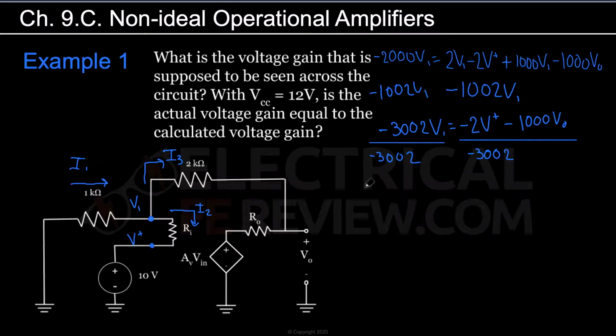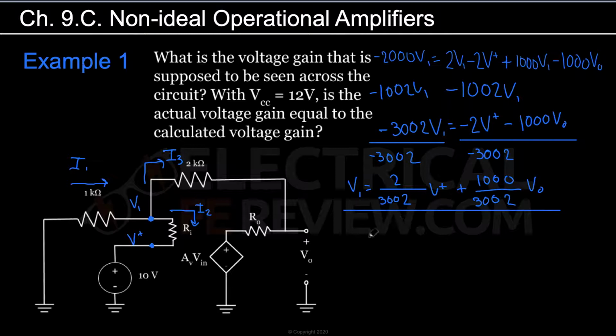And what that's going to leave us with is V1 equals 2 over 3002 V plus, plus 1000 over 3002 V out. And so this is going to be one of the equations that we end up using.